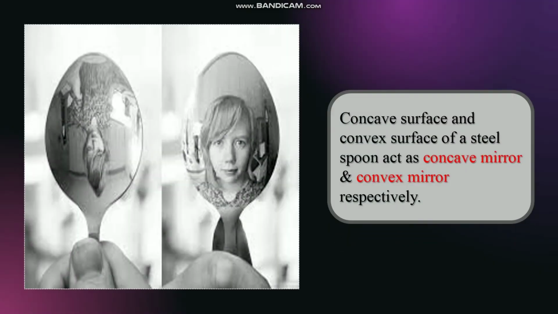Concave surface and convex surface of a steel spoon act as a concave mirror and a convex mirror respectively. So this one we can try. After that, we can find out what happens to the image. From the concave surface, we can find that our image is reversed, and we call it inverted. Another one is the convex. We can find the image is still upright, but the size becomes smaller and more focused.